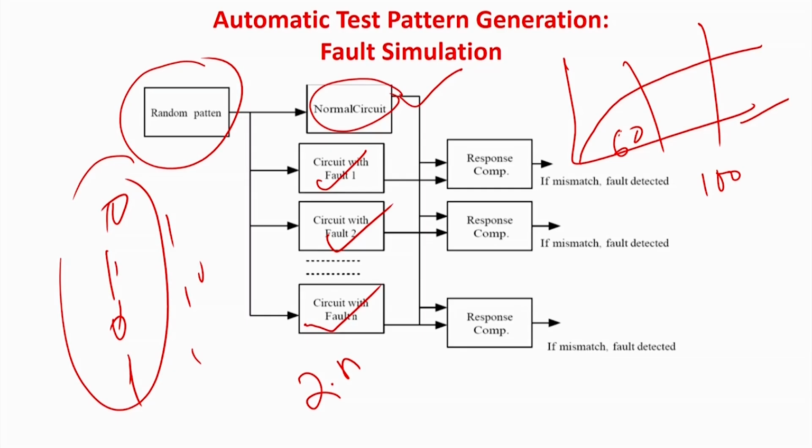Some faults are called easy to test faults, where you take some random pattern, apply it, and you will find that the faults are getting detected. Mainly such faults are stuck-at faults at the input lines or the output lines of the circuit.